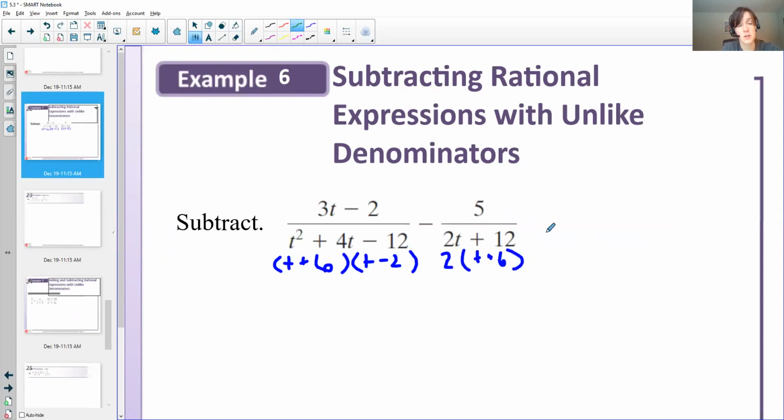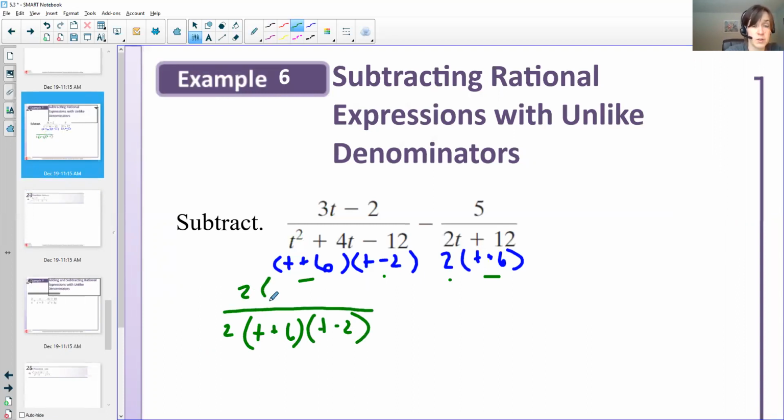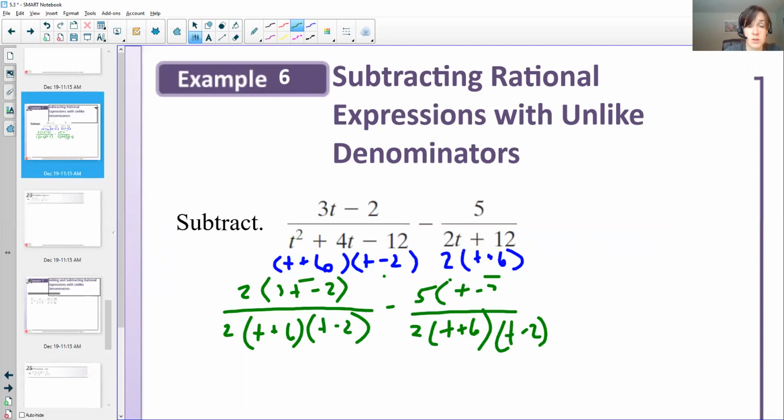So let's look at what we have in common here. I have t plus 6, and then the missing pieces are t minus 2 and 2. So the least common denominator is what's in common, t plus 6. I also need a 2, and I need a t minus 2. So the first fraction, all I needed was the 2, so 3t minus 2 times 2. Minus, be careful, 5, and on the bottom I need a 2, t plus 6, and a t minus 2. So the thing I need here is t minus 2.